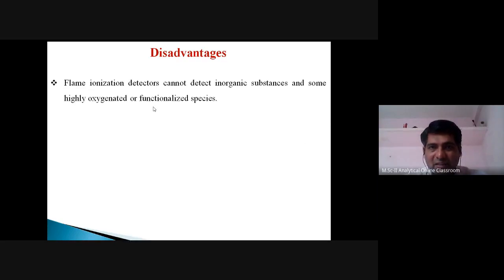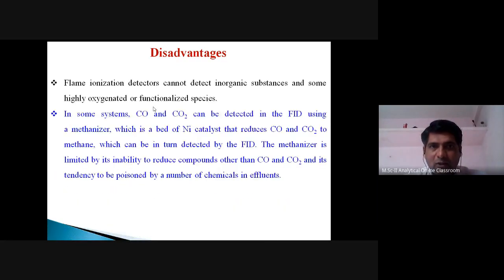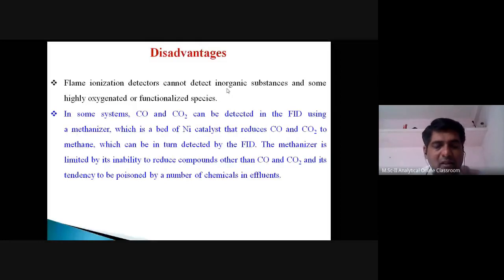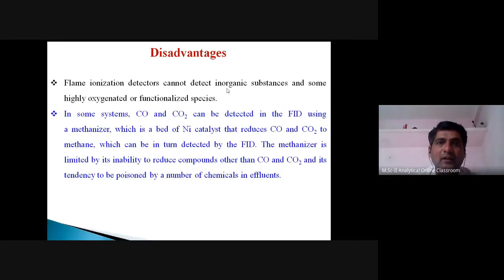Still, it has some disadvantages. There are two main disadvantages. It cannot determine inorganic substances. For example, if you want to measure the NaCl compound, you cannot use this detector for detection of NaCl. So all inorganic compounds cannot be detected by this detector. And the second major drawback is that you cannot detect CO and CO2 gases.